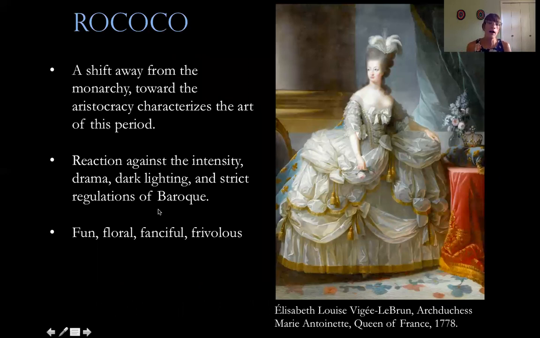So the Rococo also saw a shift away from the monarchy, where paintings weren't so focused on the monarchy, even though here you have an image of Marie Antoinette by an important female artist at the time, Elizabeth Vigée-Lebrun, an important key artist in the history of art. But you have a move away from just representing monarchs, even though you still have that happening, but you have more of an interest with the Rococo style in actually depicting the aristocracy and the things that they cared about at this time.